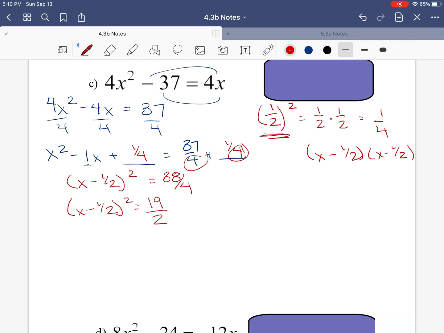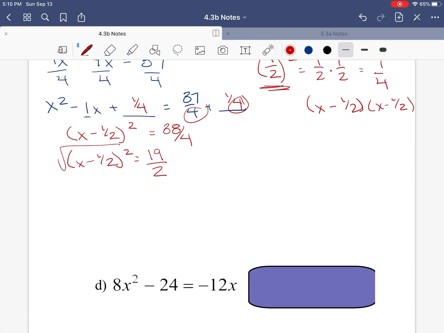You know what? Actually, let's continue this way. Why not? So square root both sides. I'm going to go from this point on a different side just to show you a different way you could solve it. So I'm going to get x minus 1/2 is equal to plus or minus, well, this is going to end up being root of 19 over root of 2.